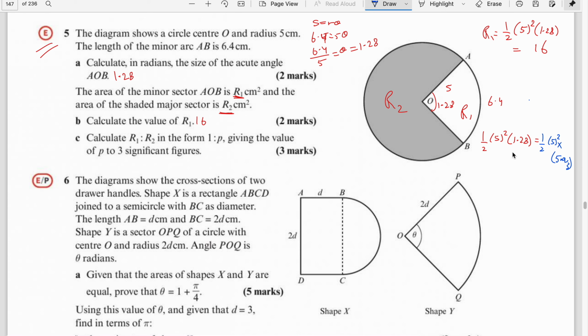So basically when we divide both sides by 1/2 × 5², we get rid of this. So it is 1.28 ratio 5.003. Now I'm dividing both sides by the smaller value. So this is 1 ratio 3.9087, and to 3 significant figures, this is 1 ratio 3.91. Clear?